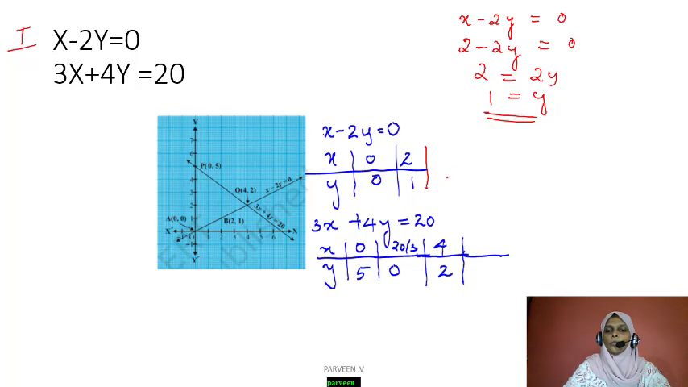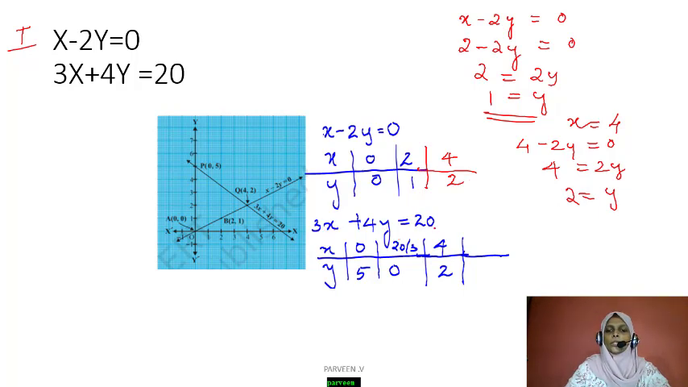You can find one more. Say if I take x as 4, the equation becomes 4 minus 2y is equal to 0. 4 is equal to 2y. y will be equal to 4 by 2. So I can give that value also there. When x is 4, y is 2.